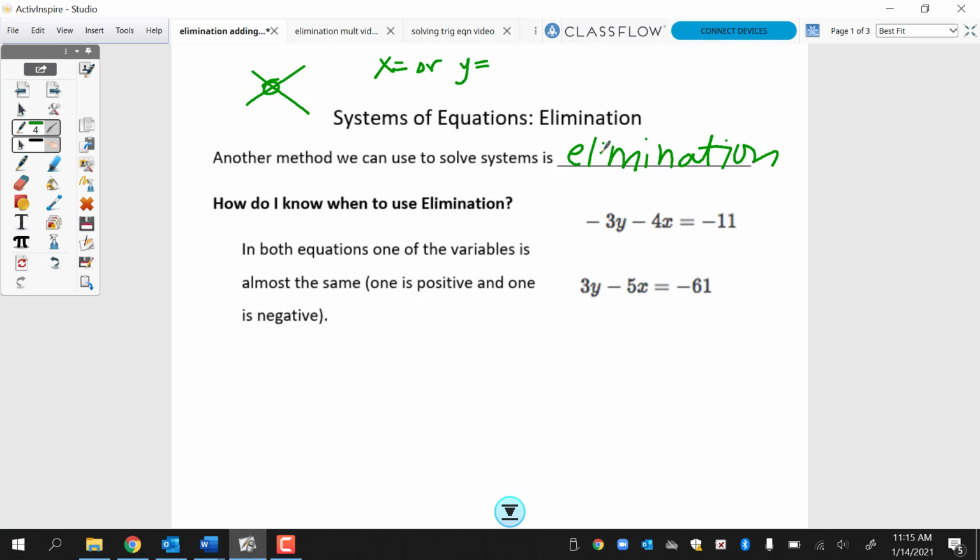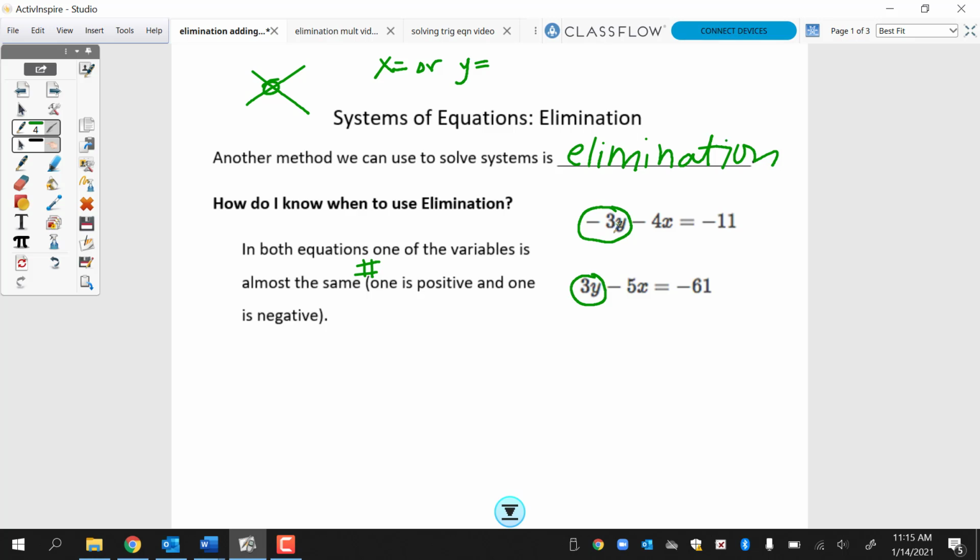in the blank. Okay, so how do I know when is a good time to do elimination? It's if neither of the equations are solved for x or y, and in both of the equations, one of the variables is almost the same, like the same number. So one of them is positive and one of them is negative. So in these two equations, if I look at the numbers next to y, the top one is a -3 and the bottom one is a +3. It's the same number and they're different signs, one positive, one negative. That's how I know it's a good time to do elimination.